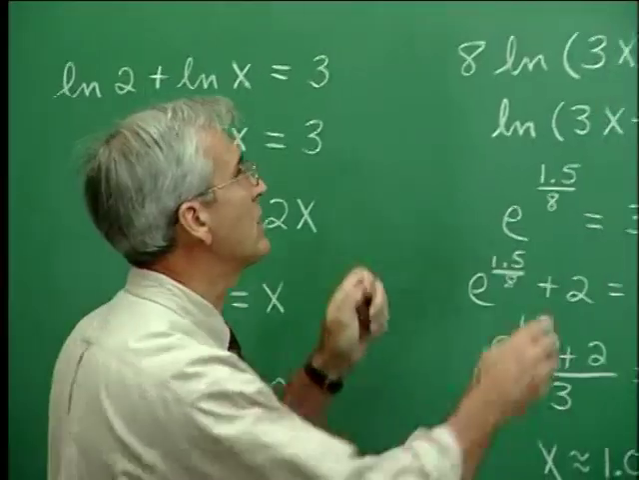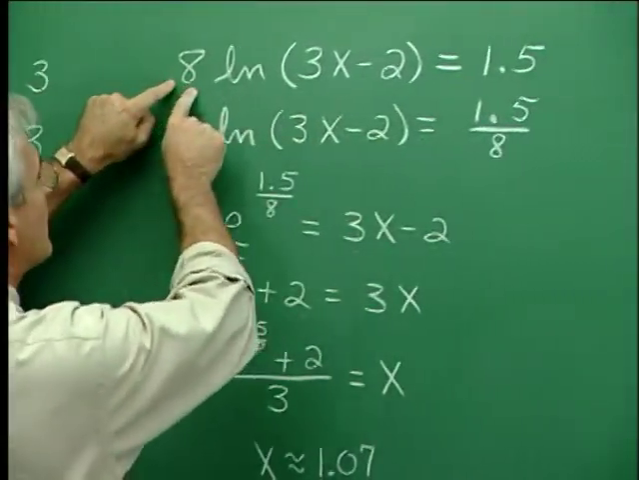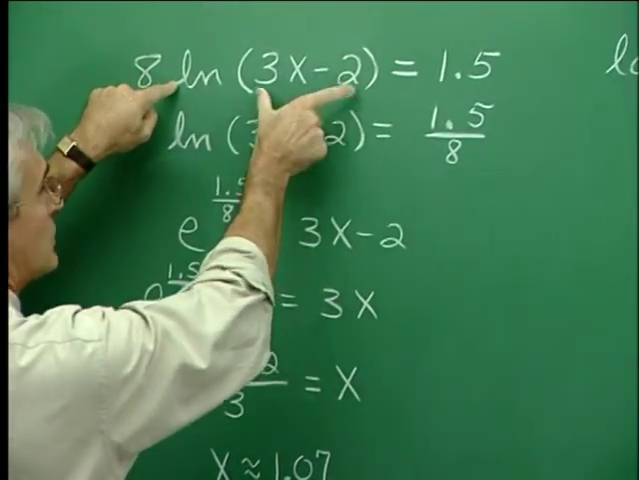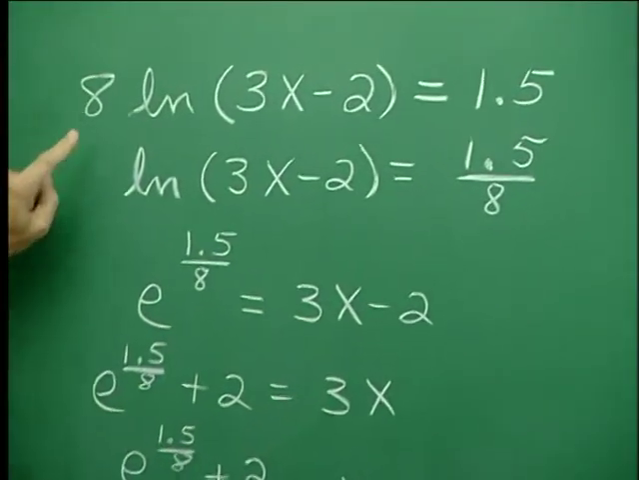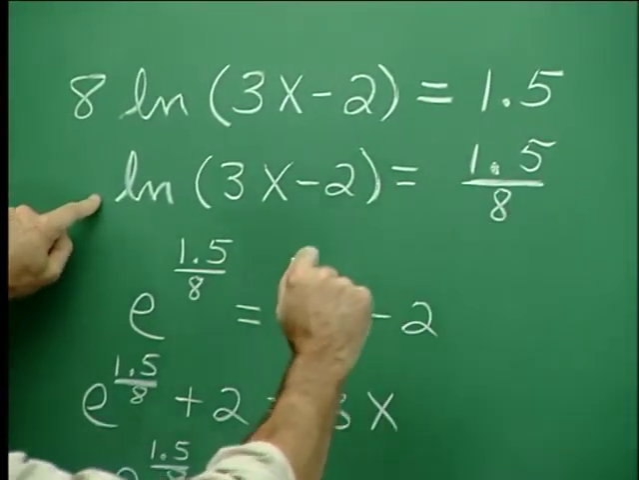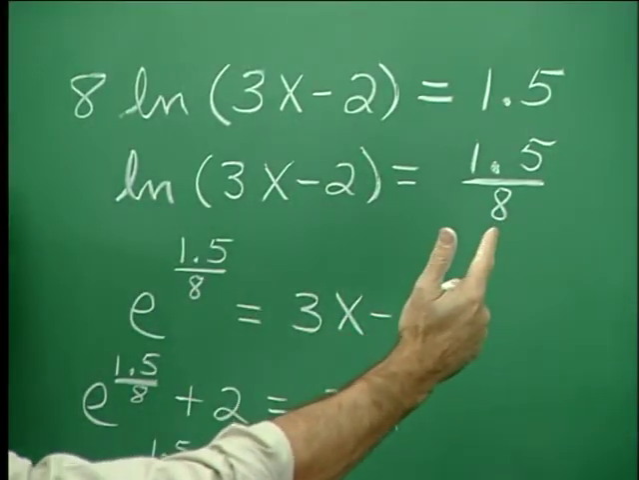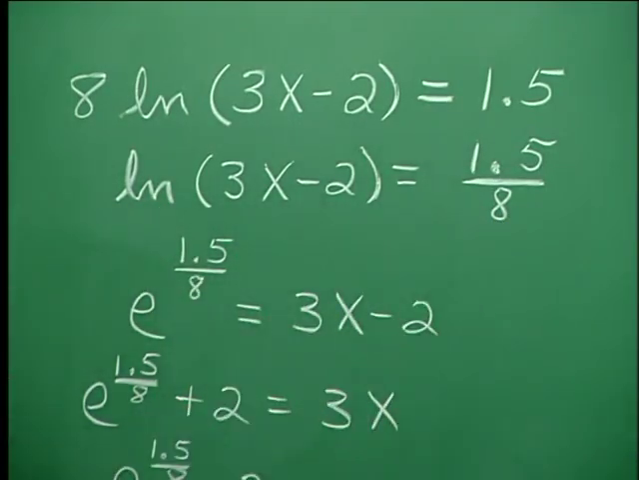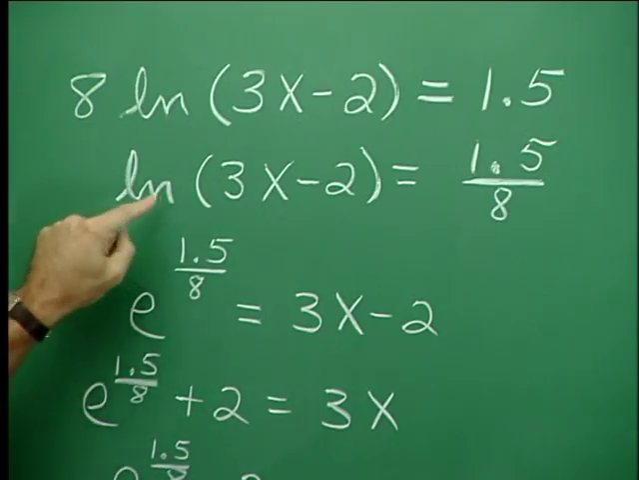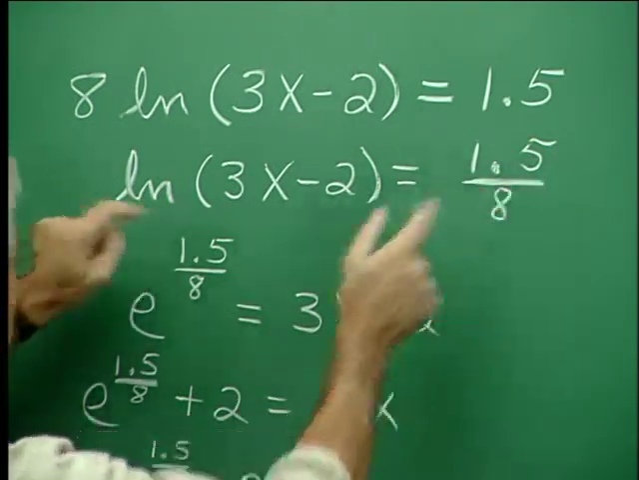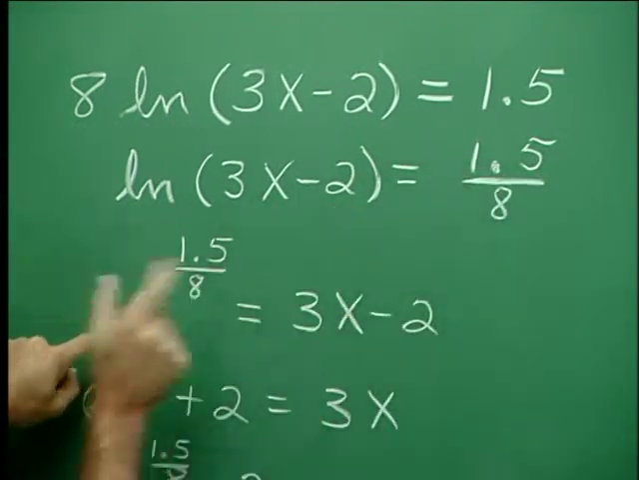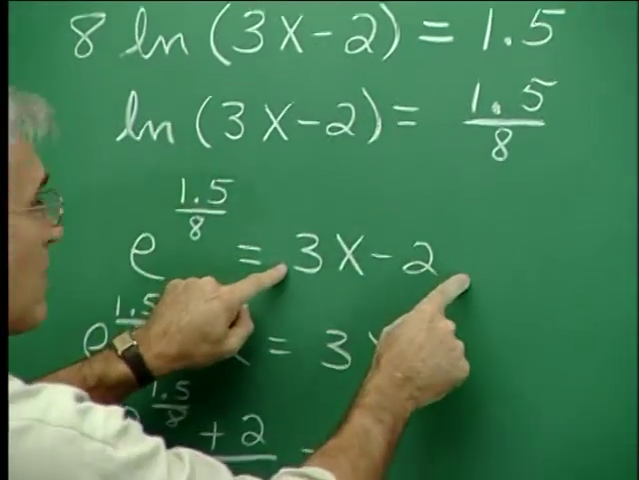Here's another situation, and in this one we have a coefficient of the log of the single entity, the binomial here. So we would want to clear that coefficient. We divide on both sides by 8. And now we are in the condition that we need to be in order to go into the exponential form. So we would have, let's see, over here, e to that fraction as its exponent. So it's e to that fraction set equal to 3x minus 2.